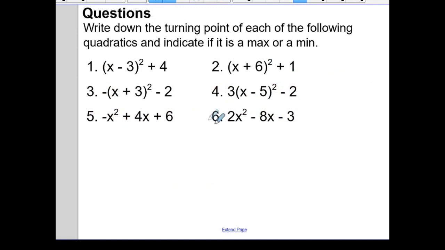So if you just pause the video and write down what the turning points would be for these 6 quadratics. For the bottom 2, you'll have to do the completing the square on your own.